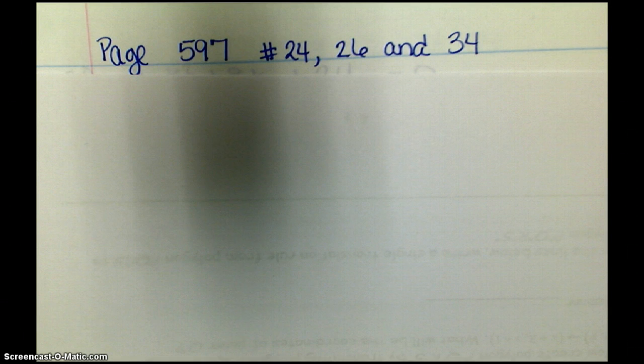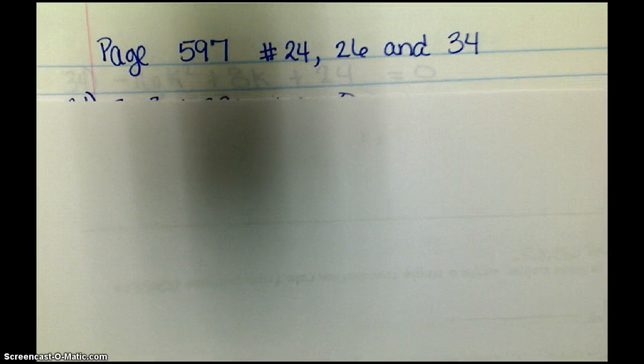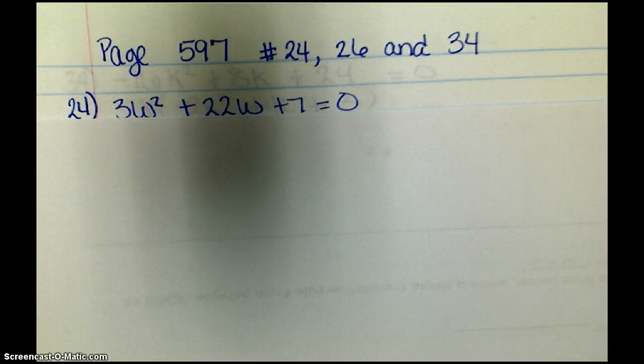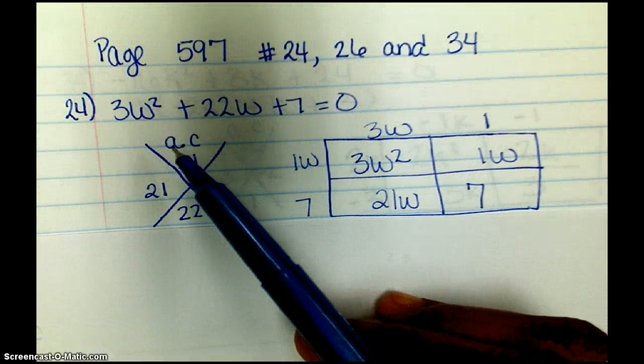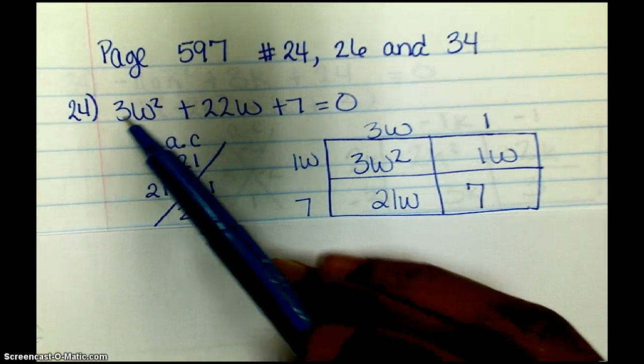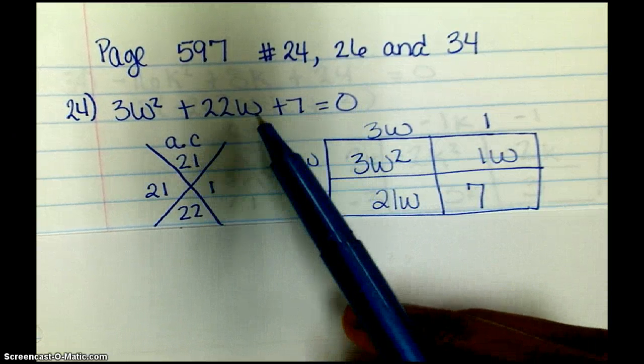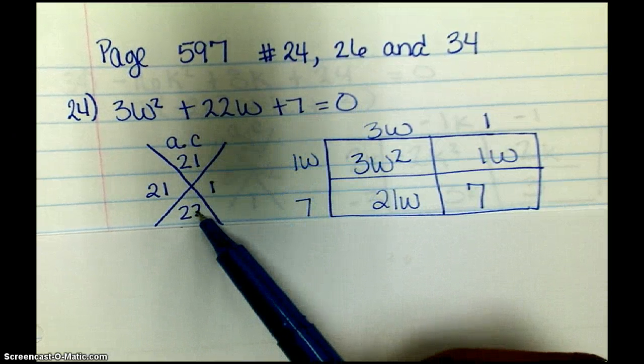All right, so with page 597, you had to solve quadratics by factoring. The first problem, you had 3w squared plus 22w plus 7 equals 0. To factor, there's no greatest common factor. The leading coefficient is greater than 1, so we have to use the X box method. To get your top term, you take a times c. So 3 times 7 is 21. And then you take your middle term b and put it at the bottom.